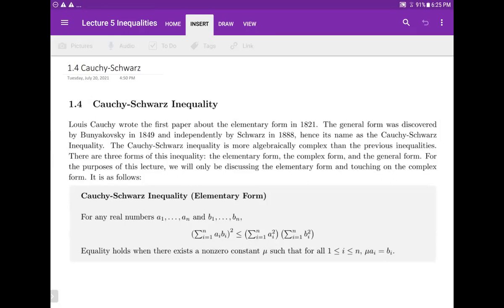And equality holds if and only if there is a non-zero constant mu such that for all i, b sub i can be obtained by multiplying this constant value with a sub i. So as it is written here, basically you can scale up or scale down the sequence a sub 1 through a sub n, doesn't matter. You just have to scale it, and you can obtain the sequence b sub 1 through b sub n by simply multiplying a sub 1 through a sub n by a scale factor.